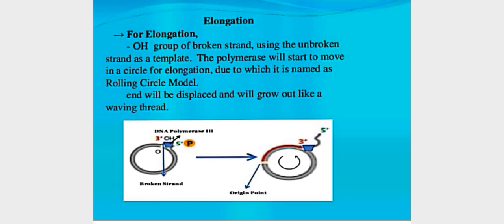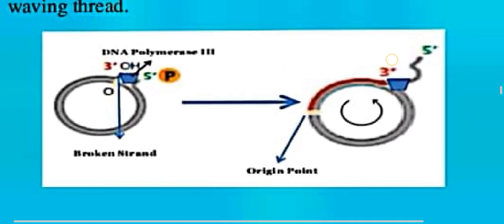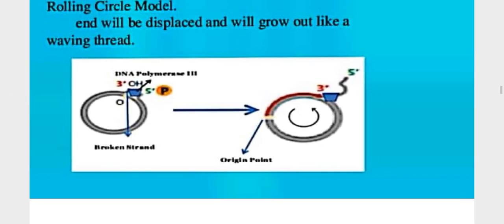Next, elongation. For elongation, using the OH group of the broken strand and the unbroken strand as a template, the polymerase will start to move in a circle, due to which it is named the rolling circle model. The end will be displaced and will grow out like a waving thread. You get the structure. DNA polymerase 3 is there. Broken thread, origin point. This is rolling circle DNA replication.